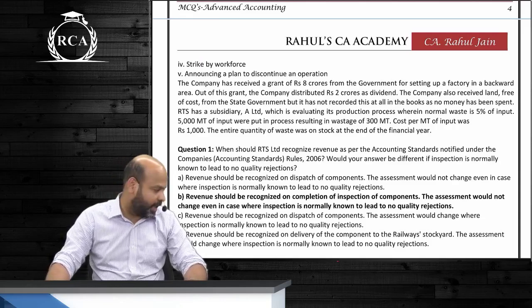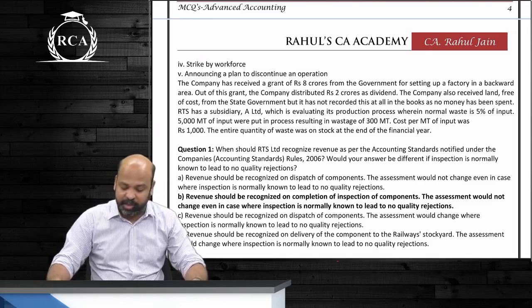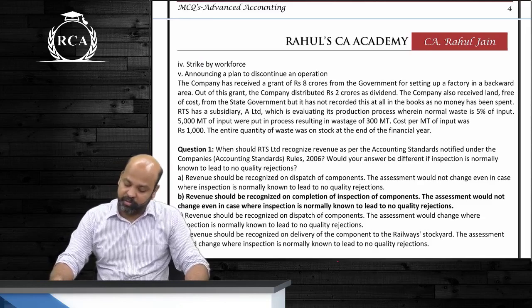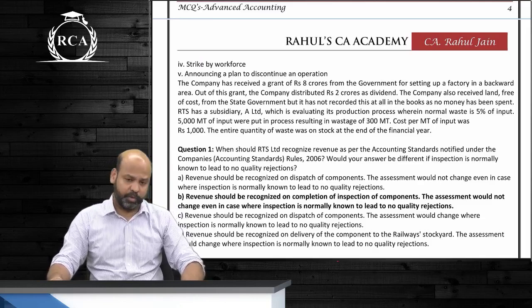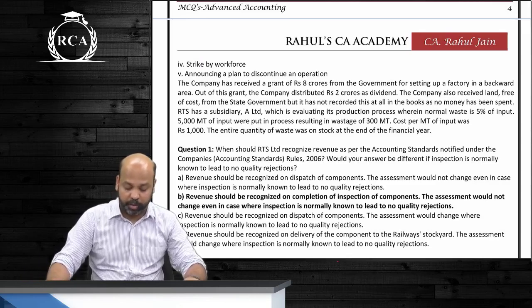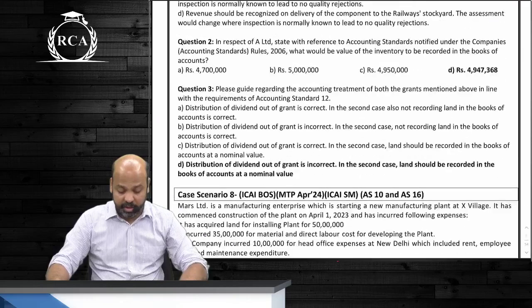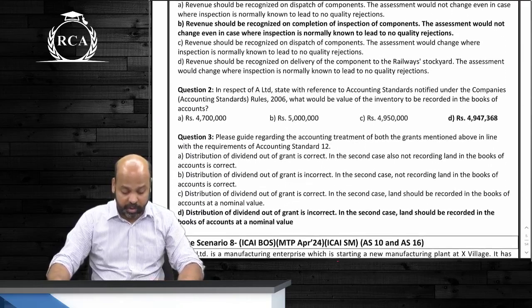It should be recorded at nominal value. RTS has a subsidiary A Limited which is evaluating its production process, wherein normal waste is 5% of input. 5,000 metric tons of input were put in process, resulting in a wastage of 300 metric tons. Cost per metric ton was 1,000. Entire quantity of waste was on stock at the year end. First, beta, let's look at the requirement.